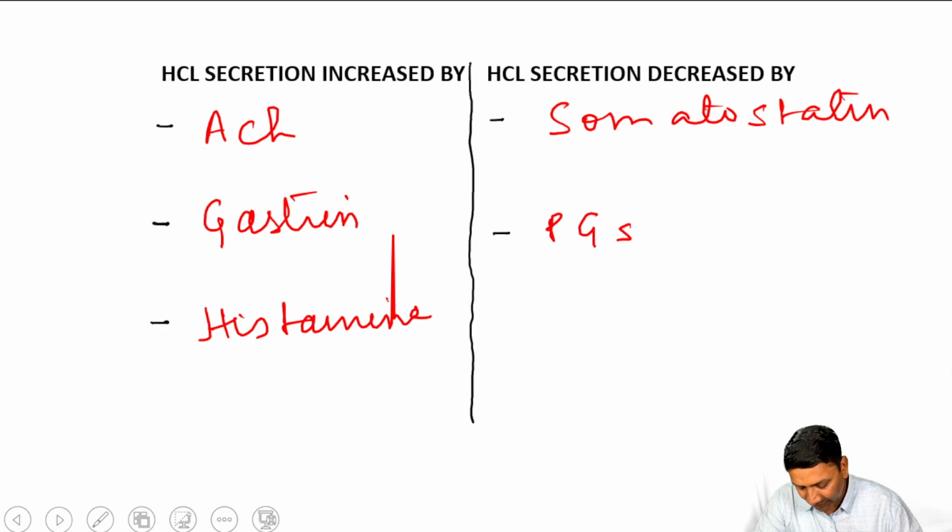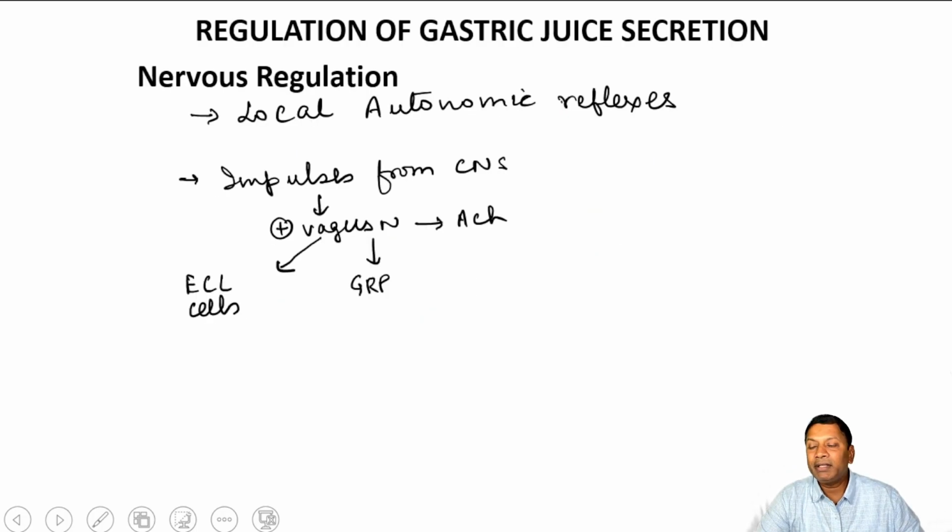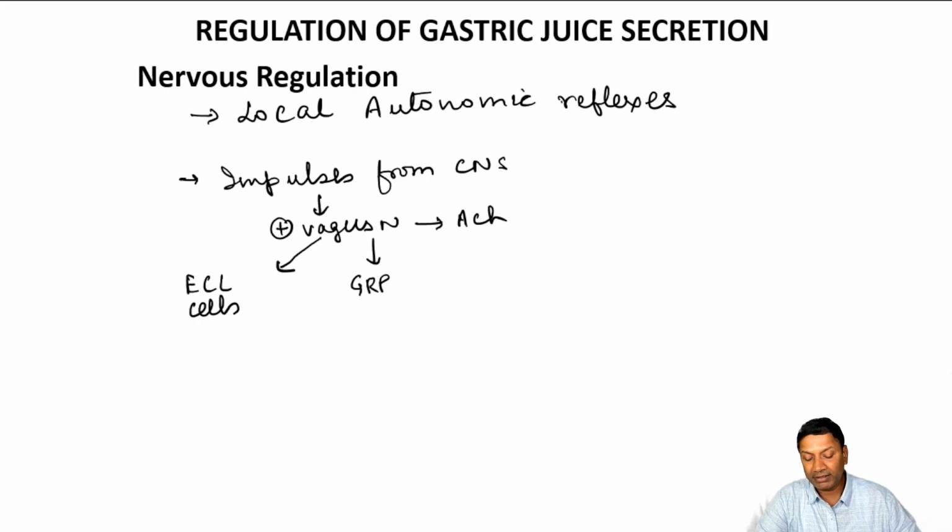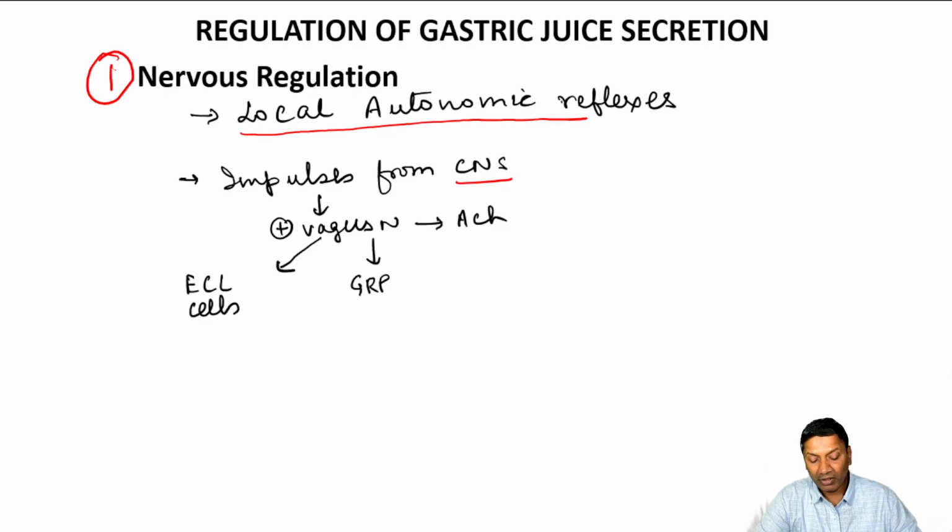Then in this part, how is the regulation of gastric juice secretion. The gastric juice secretion regulation is by two ways. One is the nervous regulation, right, and the other one is the humoral regulation. So in the nervous regulation, there are two things. One is the local autonomic reflexes, right, and the other one is the impulses from the central nervous system, right.